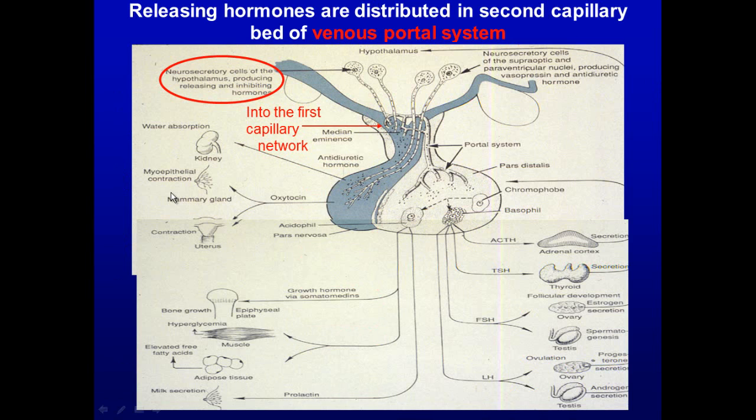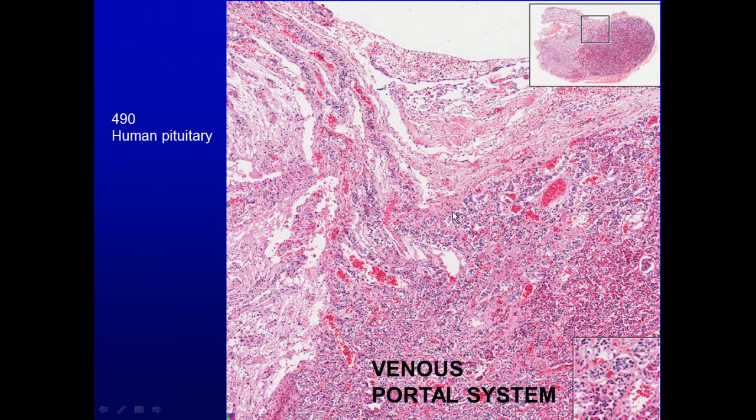And so the first capillary network in the venous portal system is in the hypothalamus. So you have neurosecretory cells releasing factors that go into the capillaries, and then they go through the portal system, and the second capillary network, benefiting from that locally modified blood, is going to be the pars distalis, where you have the acidophils and the basophils there. And here we can see a venous portal system.